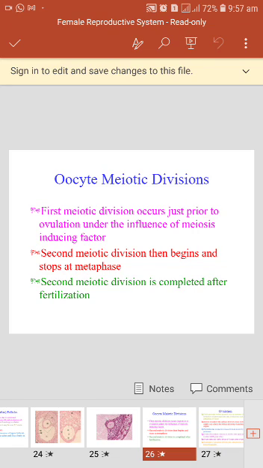Oocyte meiotic divisions. The first meiotic division occurs just prior to ovulation under the influence of meiosis-inducing factors, while the second meiotic division then begins and stops at metaphase, and the second division will be completed after fertilization.